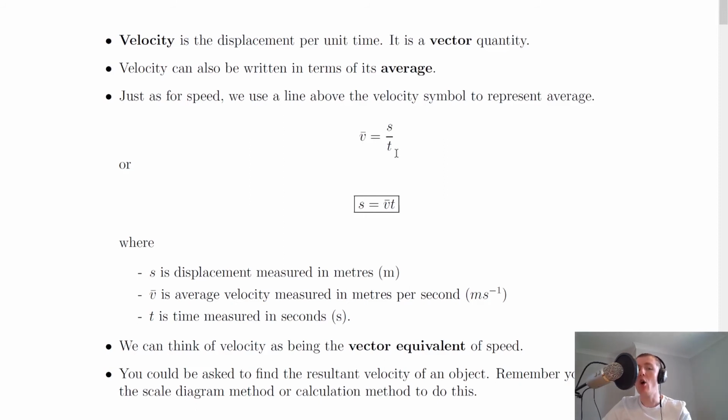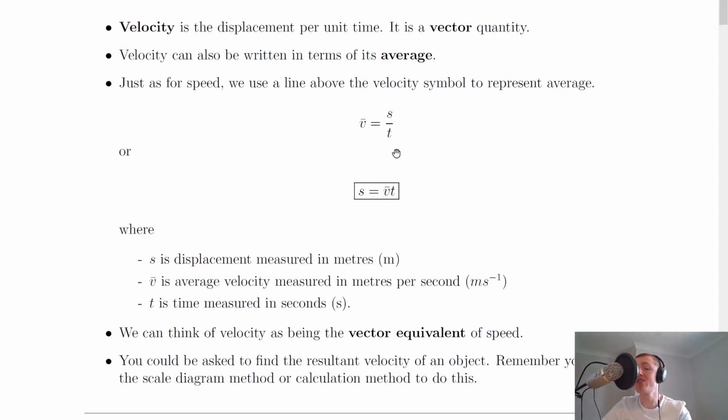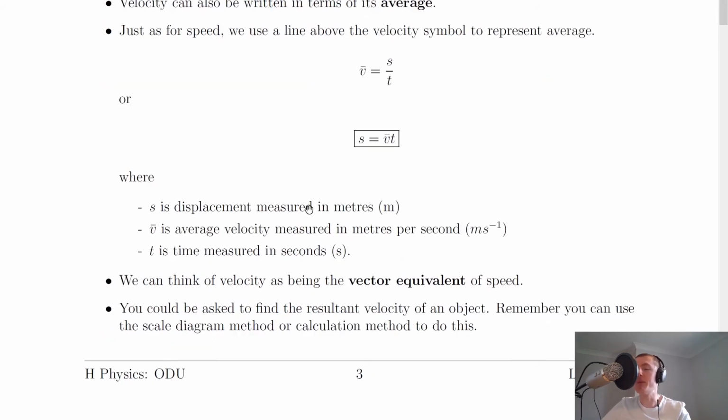or to write it in the form that you'll see on the relationship sheet in the exam, s = v̄t. And this time s is the displacement measured in meters, v̄ is the average velocity, not speed, measured in meters per second, and t is the time measured in seconds, just as above.